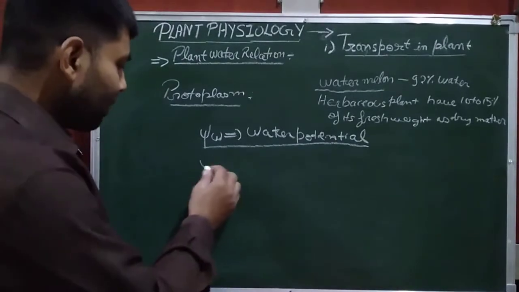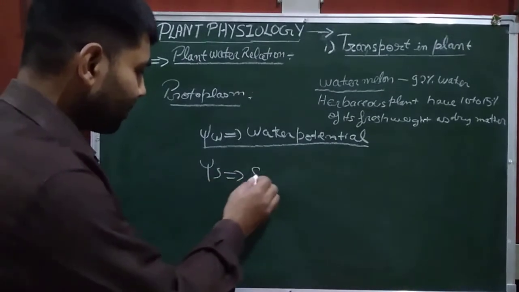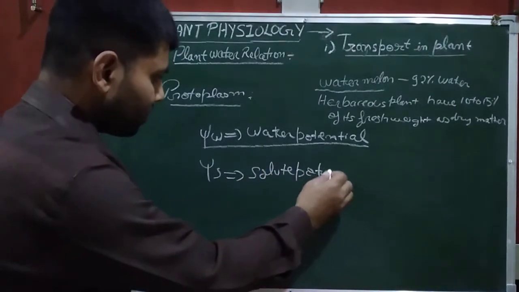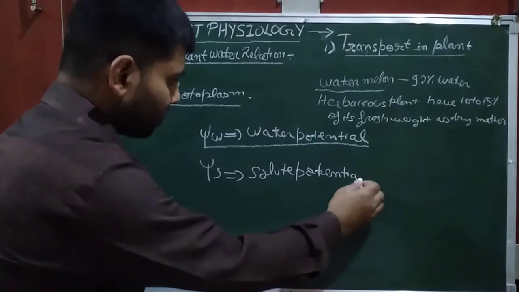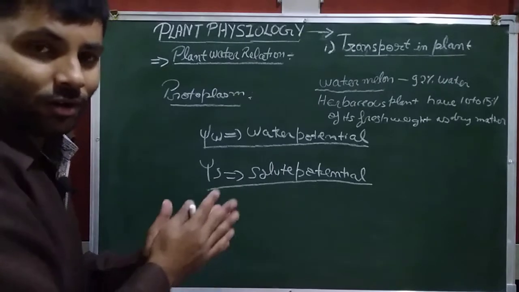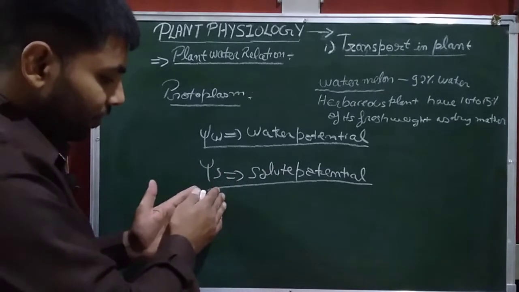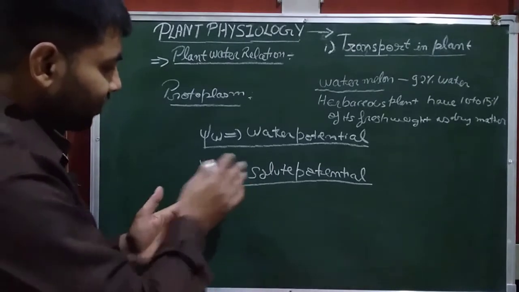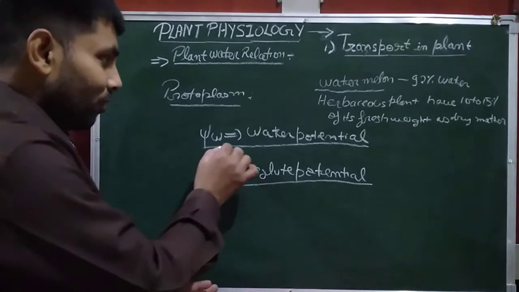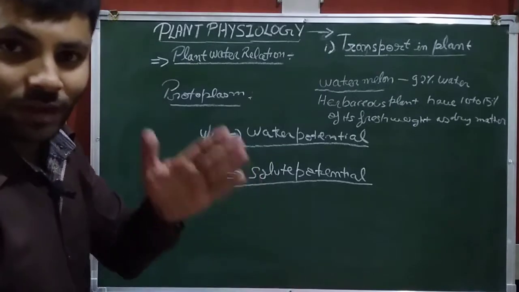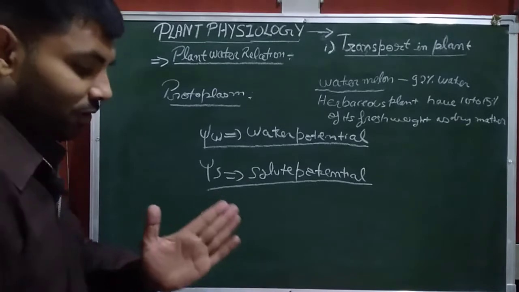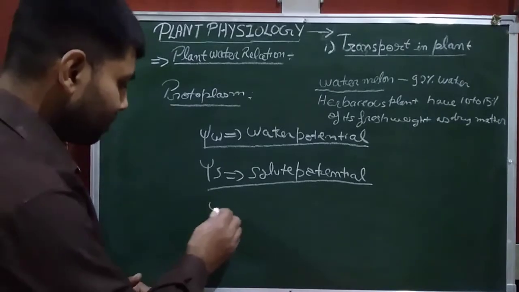Now see what is solute potential. It is basically the movement of water inward through a water permeable membrane or through transpiration. In that case it is known as solute potential, because water potential involves two things, solute potential and pressure potential. I have discussed the solute potential. Now see what is pressure potential.